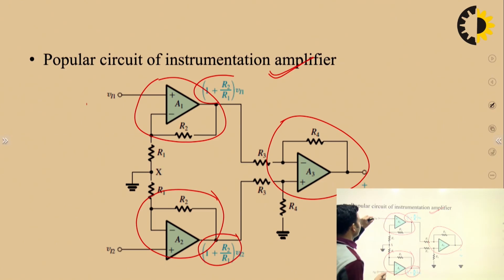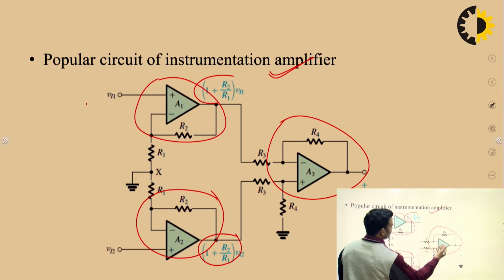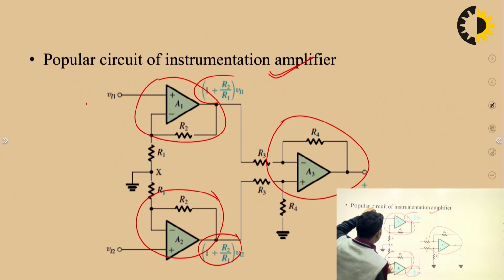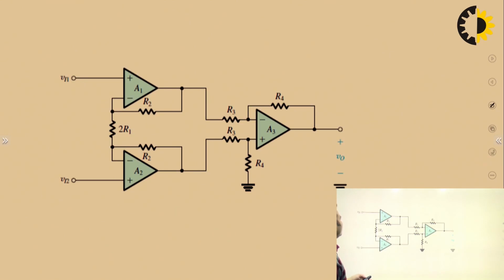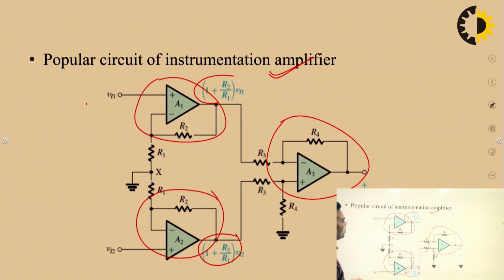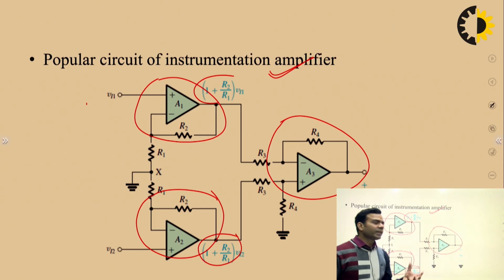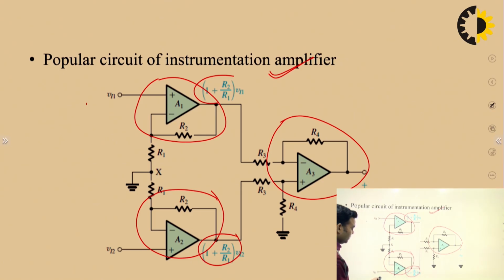This is VI1, that means input 1, this is input 2, and this amplifier is used in the differential mode. It will amplify this signal, which are the output of operational amplifier 1 and operational amplifier 2. So, for its analysis, or I can say to simplify its analysis, we can redraw this circuit like this.